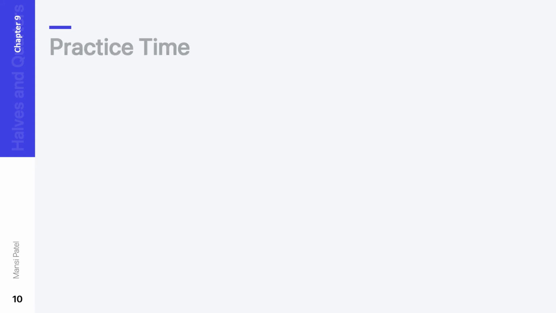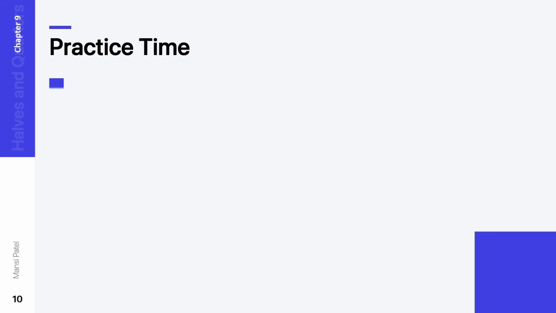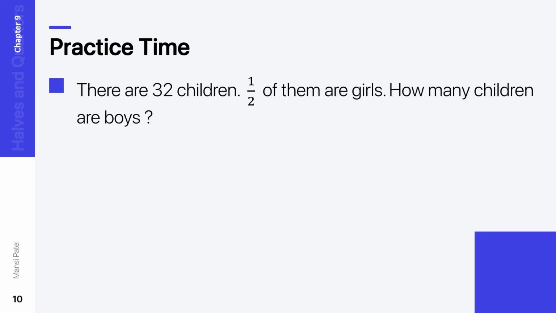Let us see one another sum. There are 32 children. Out of these 32 children, 1 upon 2 of them are girls. Means we can say that out of these 32 children, half are girls. Now you have to find out how many children are boys. You have to find out the number of boys. But let us first start by finding the number of girls.